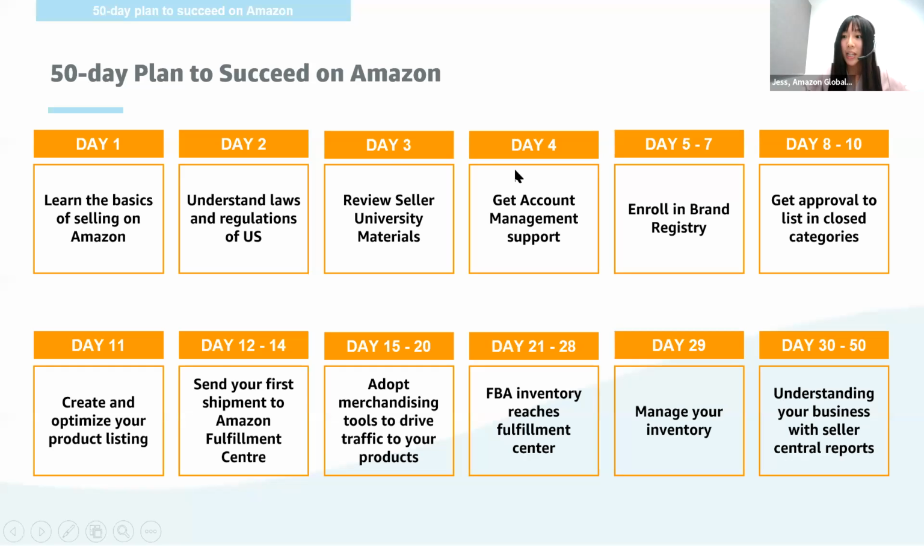I know I've already explained the 50-day plan last week, but for newcomers to this series, let me explain a little. The 50-day plan guide is a roadmap that we recommend all new sellers follow in order to launch successfully on Amazon.com. I'll be sending you a follow-up email after this webinar containing this 50-day plan guide, which will have all the links that you see here, for example, the link to Seller University or the link to the FBA guide. So don't worry about it.